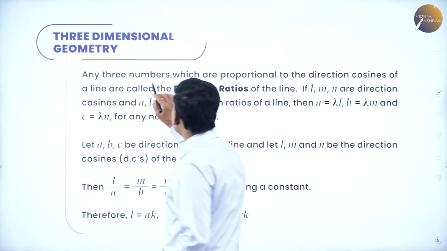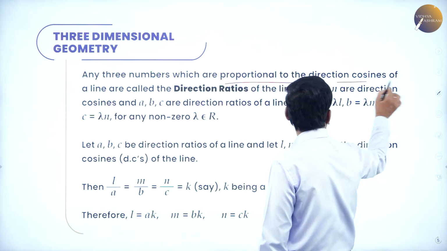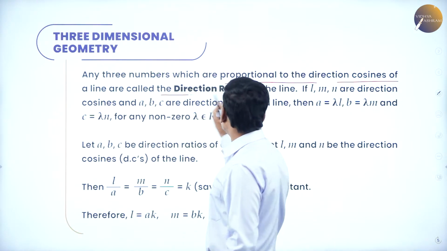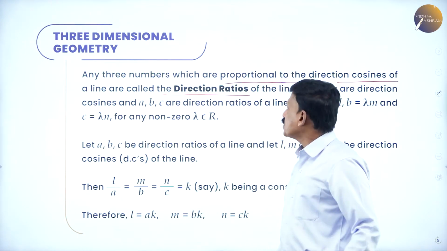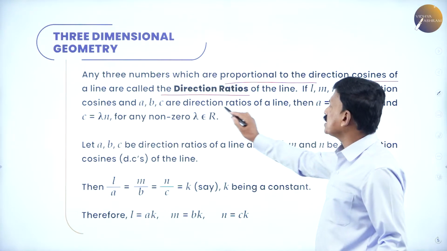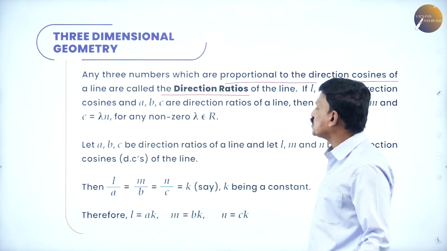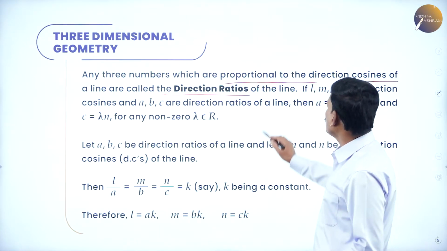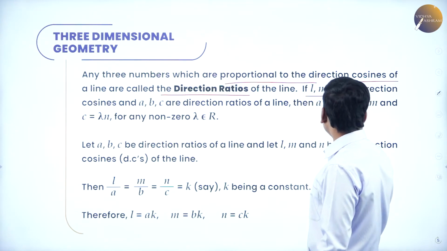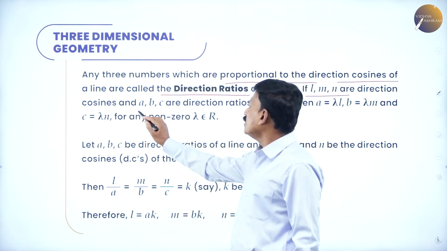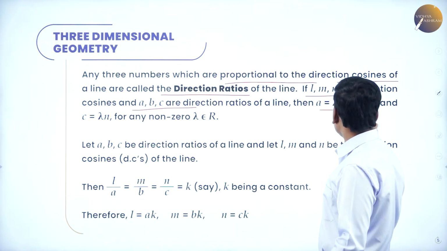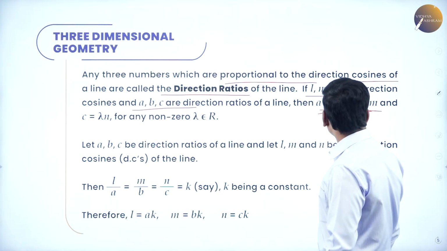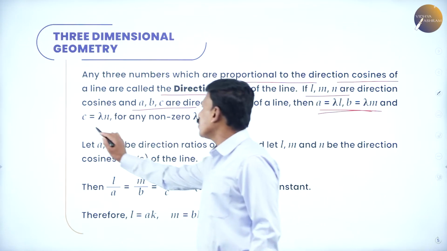Any three numbers a, b, c which are proportional to the direction cosines of a line are called the direction ratios of the line. So if l, m, n are the direction cosines and a, b, c are the direction ratios of a line, then a is equal to lambda into l, b is equal to lambda into m, and c is equal to lambda into n.